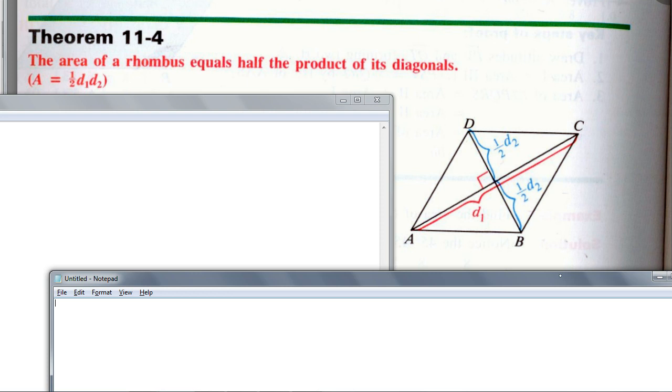Does this mean half times diagonal 1 times half times diagonal 2? No, that's not what it means. Some of you are thinking of distributing. Do I distribute the half here? No.